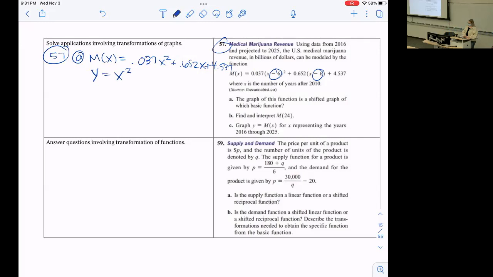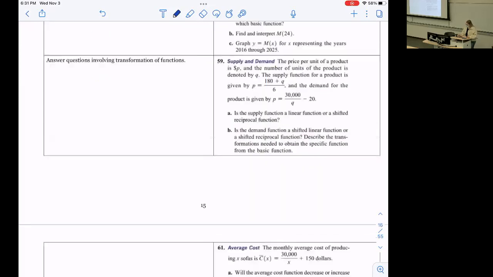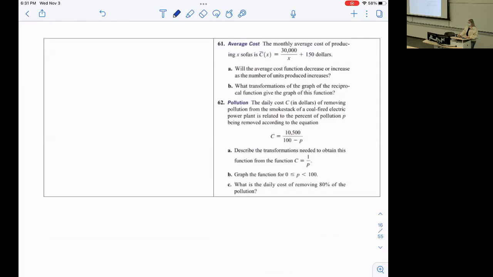So for B, you would just fill in 24 for x. Okay. And then, yeah, I don't need to see. Okay. Thank you. Do we have any more questions about 59? Okay, we can move on. Any questions about 61 or 62? Yeah, sorry. Go over 61.